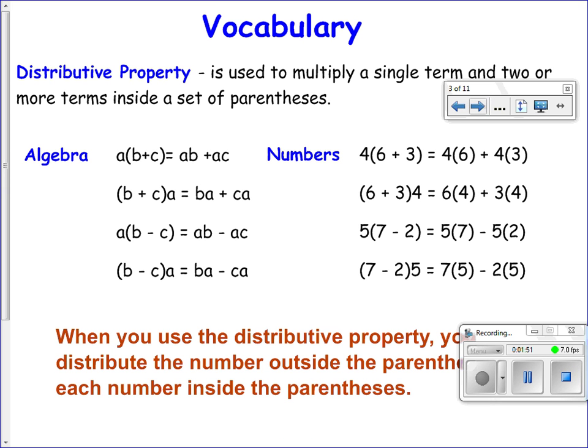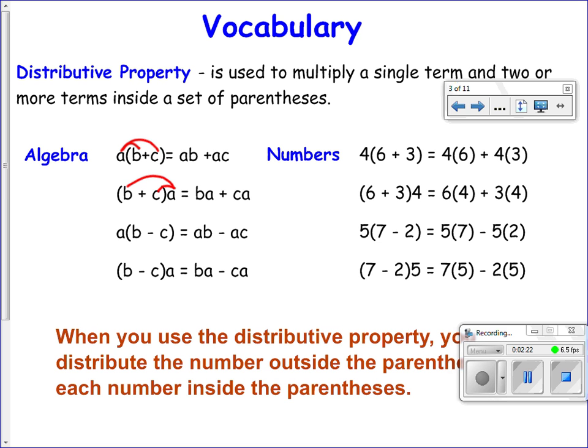So in our terms, your vocabulary term is the distributive property. It is used to multiply a single term and 2 or more terms inside a set of parentheses. So an algebra example of it would be A times (B plus C). A is being distributed to everything inside the parentheses. Another way you might see it written is B times A plus C times A.